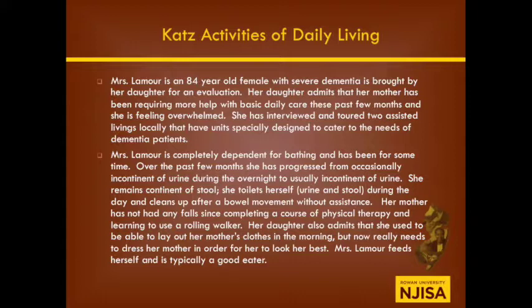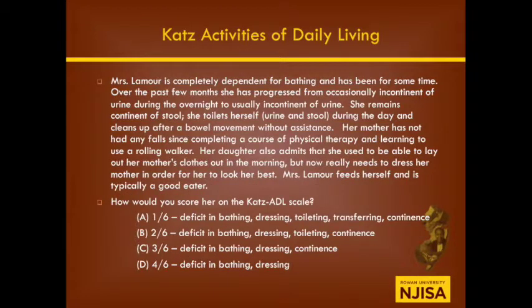Over the past few months, she has progressed from occasionally incontinent of urine during overnight to usually incontinent of urine. She remains continent of stool. She toilets herself for both urine and stool during the day and cleans up after a bowel movement without assistance. Her mother has not had any falls since completing a course of physical therapy and learning to use a rolling walker. Her daughter also admits that she used to lay out her mother's clothes in the morning, but now really needs to dress her mother in order for her to look her best. Mrs. Lamore feeds herself and is typically a good eater. So, how would you score this patient on the Katz ADL scale?